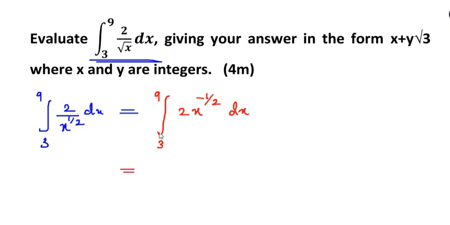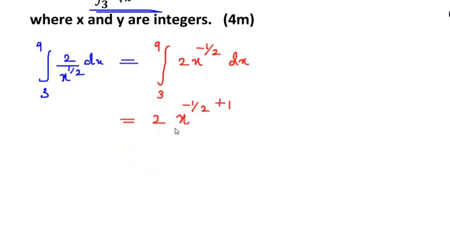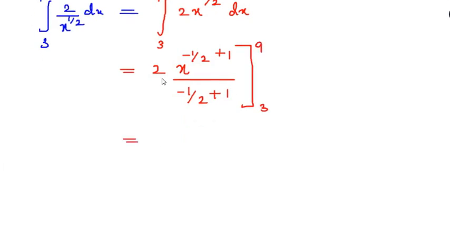Then I'm going to integrate it, and the integration becomes, for x to the power of minus half, we get it as minus half plus 1. The power is going to increment by 1, divided by minus half plus 1. And since these are definite integrals, we are going to write the lower limit and upper limit. 3 is the lower limit, 9 is the upper limit. So let us further solve this.